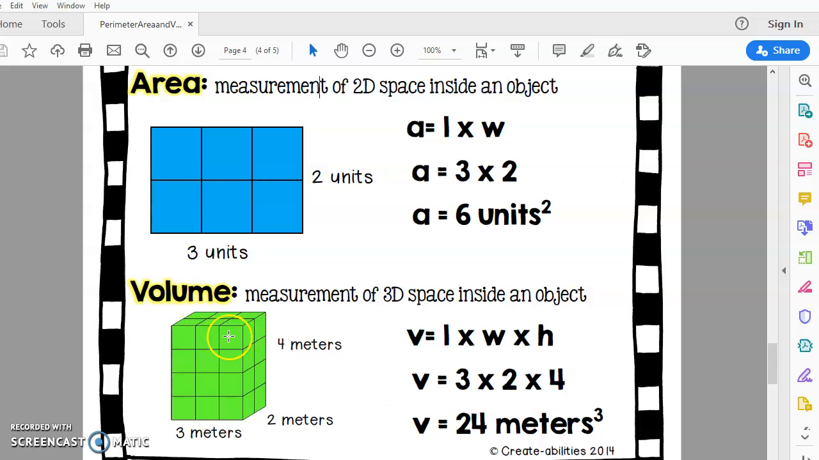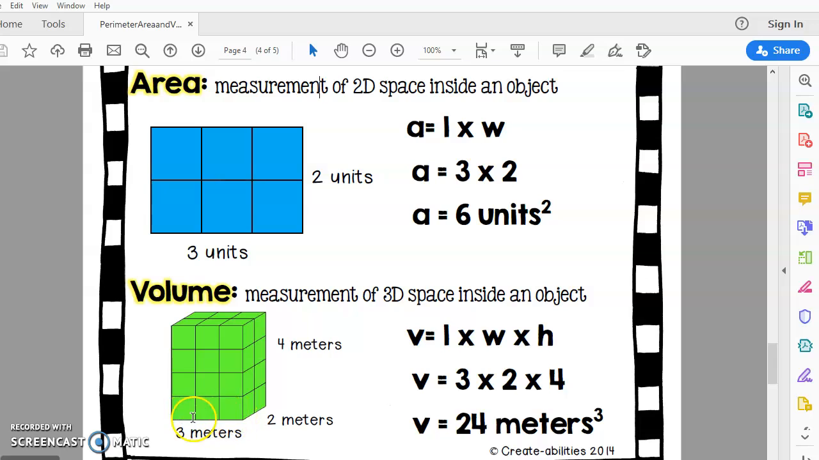If I count all my units here, I can see 3, 6, 9, 12. I see there are 12 square units, but then if I notice, there's a layer here in the back. There's actually 2 layers. So this one's 12, and that back layer is 12. So that is a total of 24 units. Or I can use the formula, which is the easiest to do.